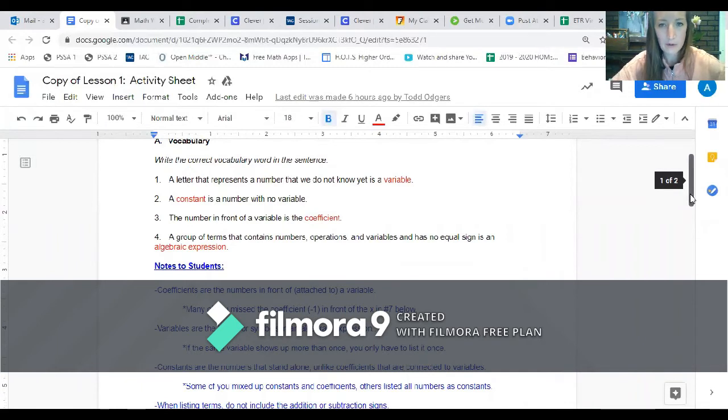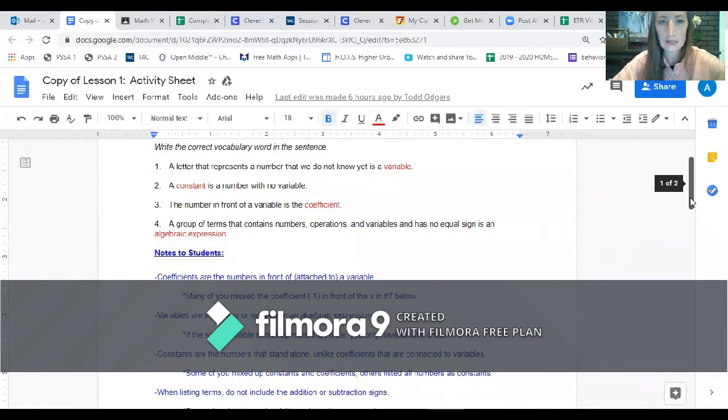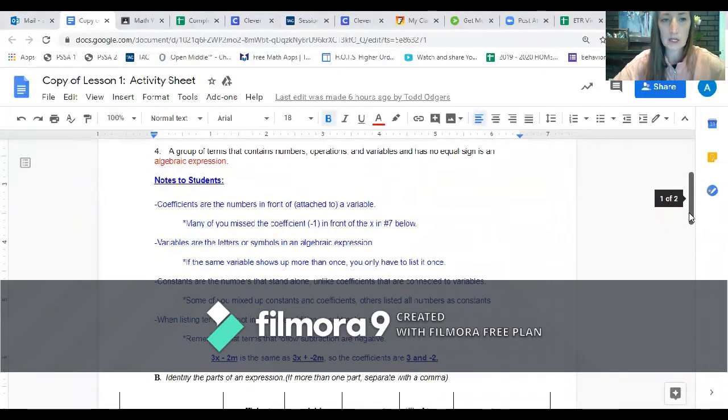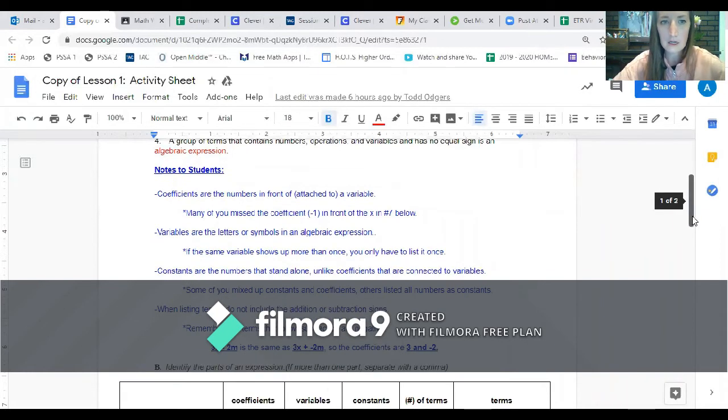The last vocab word you had here was algebraic expression. And the big thing is knowing the difference between an expression and an equation. An expression does not have an equal sign. It's kind of like a phrase, whereas an equation would be like a full sentence with punctuation because it has that equal sign in there. So an expression is made up of numbers, operations, and variables, and we put those together in terms, which we'll talk about in a minute.